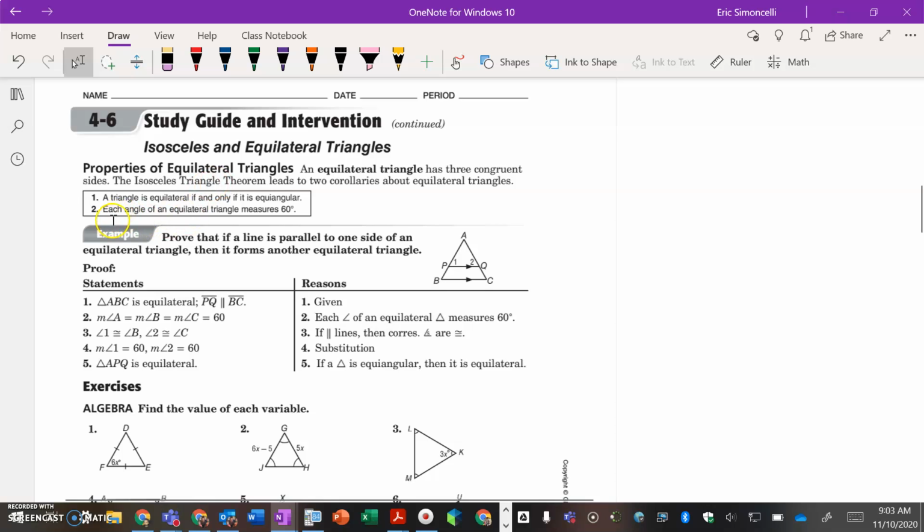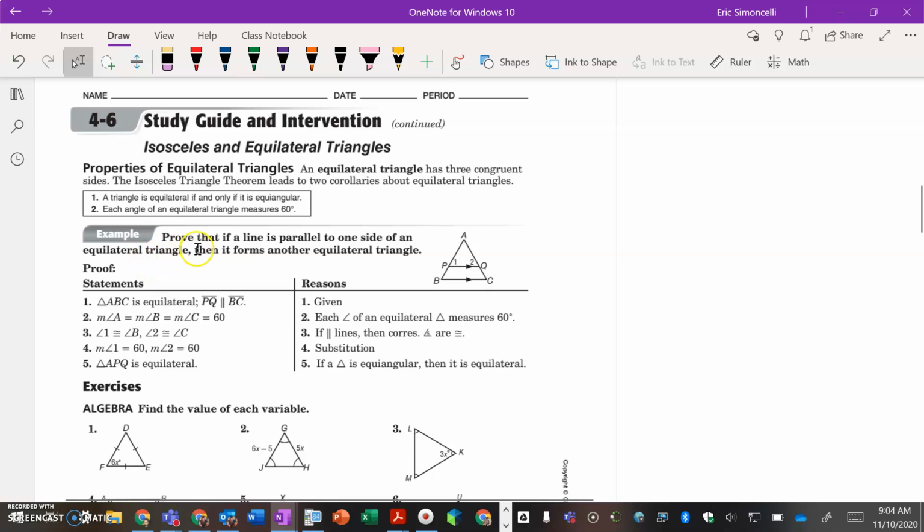The other corollary: each angle of an equilateral triangle measures 60 degrees. And that makes sense if you think about it. If it's equiangular, and all angles add up to 180, what's 180 divided by 3? Of course, that's 60. So equiangular implies 60 degrees for each angle. And if it's equilateral, it's also equiangular. So equilateral implies that each angle is 60 degrees.